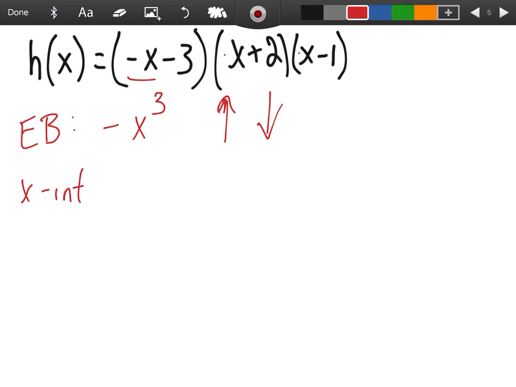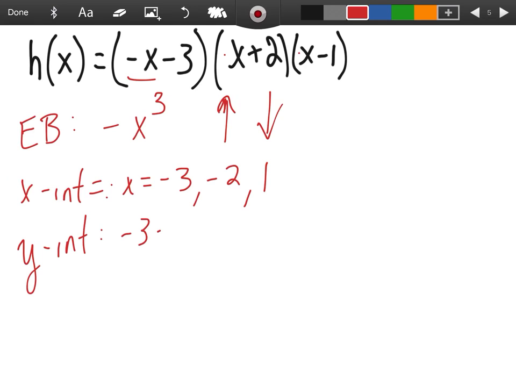My x-intercepts, well, when is negative x minus 3 equals 0? That would mean negative x has to equal 3, so x is negative 3. X equals negative 3, negative 2, and positive 1. And my y-intercept still winds up being negative 3 times positive 2 times negative 1, which is still a positive 6. So let's graph this new function.